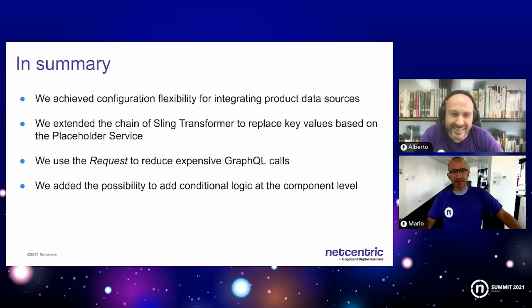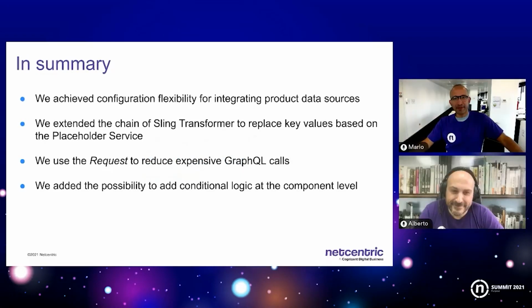Yes, just to add to that, we achieved the configuration flexibility to integrate different data sources. We haven't shown you the context-aware configuration and the OSGi behind the scenes, but it's great. I think we have an elegant solution for this stream transformer, something that can be maintained and evolved. We use the request, and we also want to extend that when needed to have more caching power. And one of the coolest was adding this conditional logic at the component level. Yeah, that's a good summary.